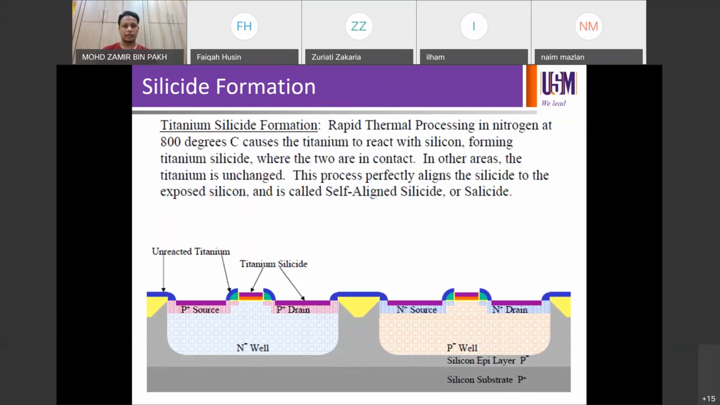Next, titanium silicide formation. RTP in nitrogen ambient at 800 degrees C causes the titanium to react. So titanium will react with silicon to form TiSi, or titanium silicide. Okay, titanium silicide layer. Right, the process is aligned to the exposed silicon. Silicide aligned to the exposed silicon is called self-aligned silicide, or salicide.